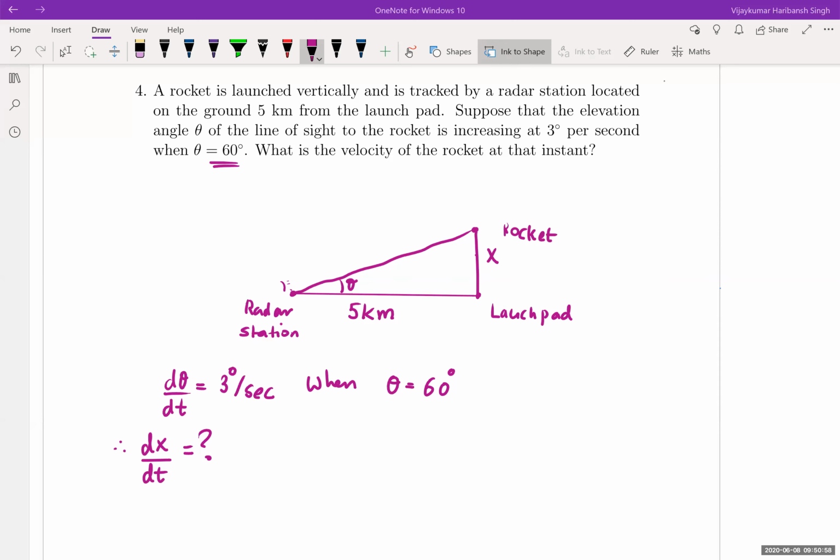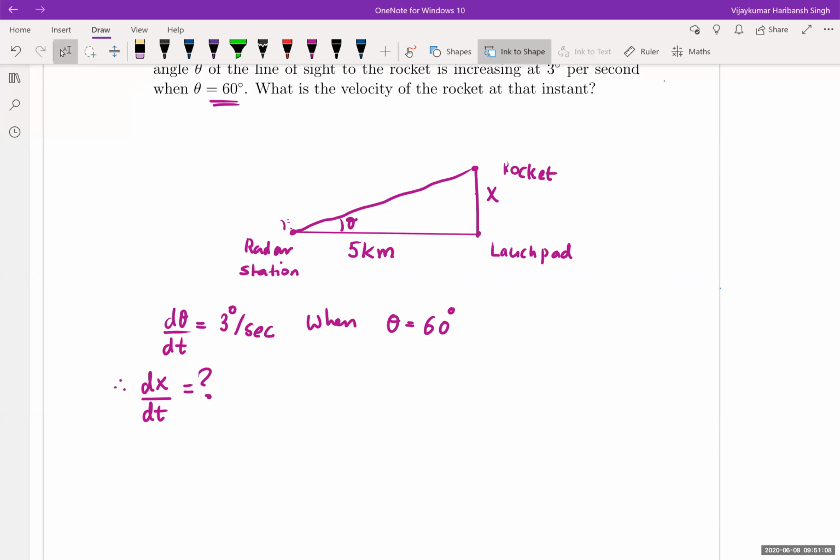Now we need to connect x and theta, because the two variables are theta and x, so we need to make a connection between them. Cosine theta is the one which will connect them. Sorry, we can't use cosine theta. Cosine theta is adjacent side upon hypotenuse. I meant tan theta. So tan theta is the one which will connect both of them. Tan theta is opposite side upon adjacent side, so x over 5. This gives me x equals 5 tan theta.